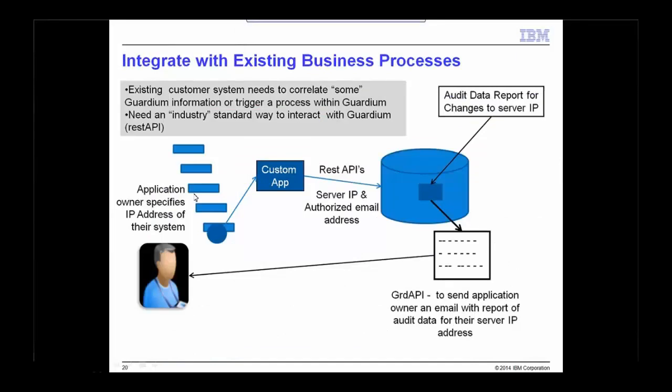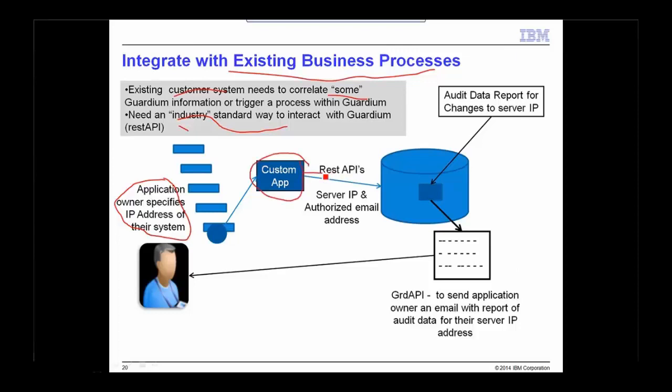I have a process, and I want to integrate with my existing business process. We have customer systems that need to correlate just a piece of information, and within Guardium, this is an industry standard way, using REST API, to integrate with your custom app. Over here I have an application owner who is responsible for their applications, and when something goes wrong, they want to identify what happened at the database level, because maybe performance is bad, or somebody's breaking in, or it's not running the way it should be, or I have a security event.